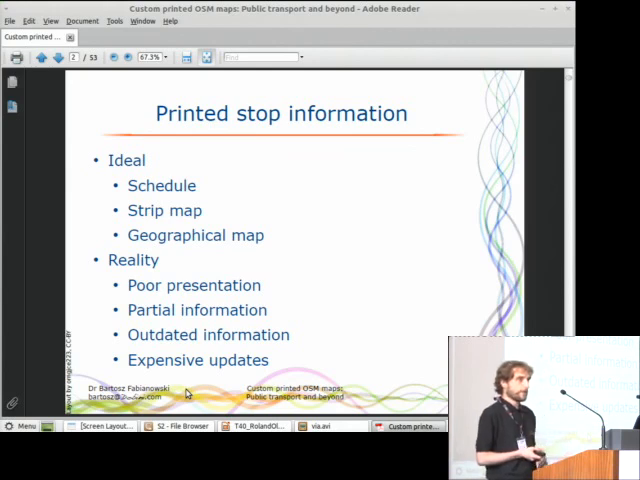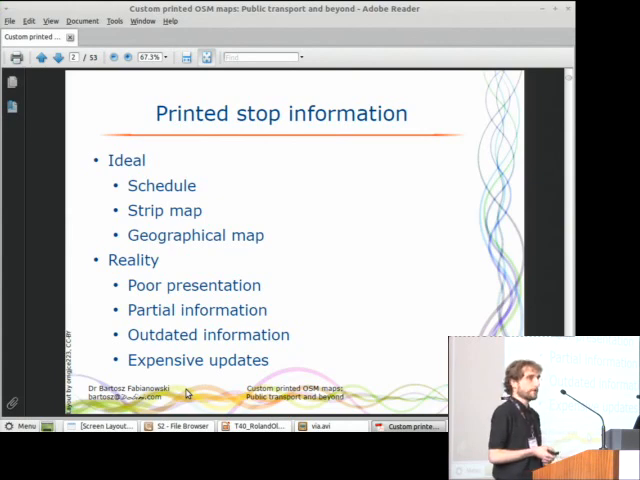The reality looks quite different. You will often not have this information for a variety of reasons. One is poor presentation. You will find layouts that are so hard to read that you spend most of the time trying to decipher what you're being presented rather than actually finding out when your next bus is coming. You will find partial information, so not all of this ideal picture will be on the ground. Most often you will find that the geographical map is missing for a number of reasons. One of them certainly is licensing. People use commercial maps, they have to pay, so they would rather not put it up. It costs them money.